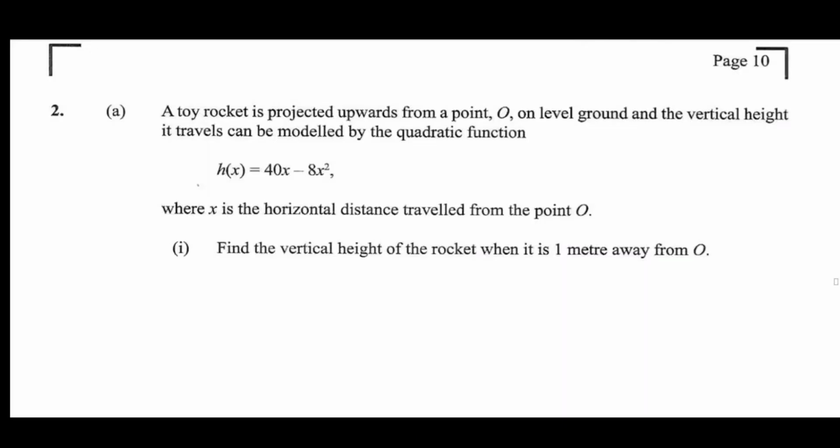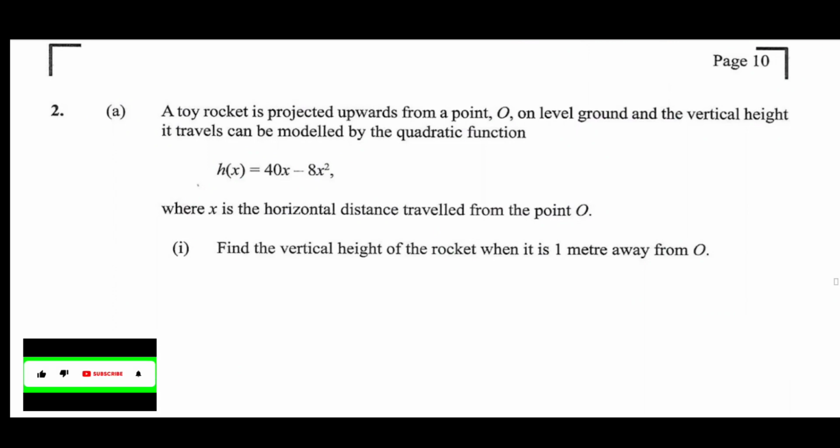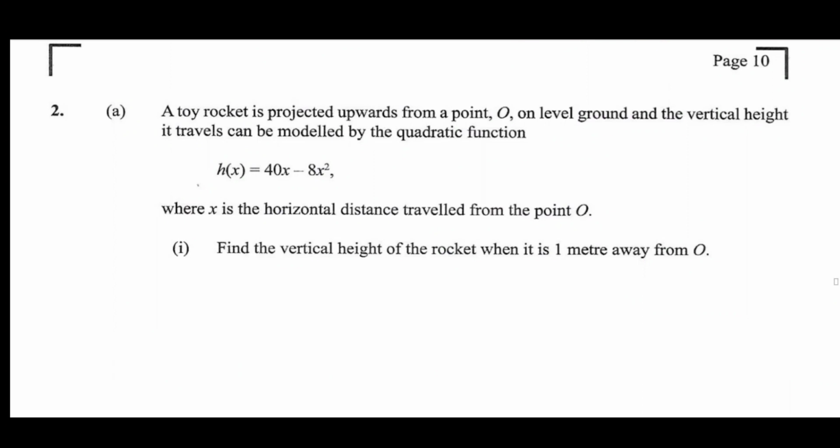All right, so the next question says we have a toy rocket. A toy rocket is projected upward from a point O on level ground, and the vertical height it travels can be modeled by the quadratic function. So it's very important to understand that we're dealing with a quadratic curve here.